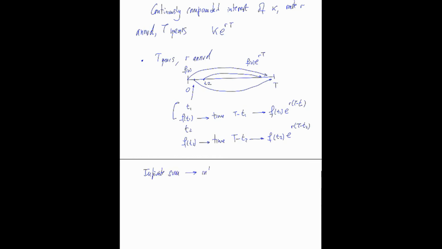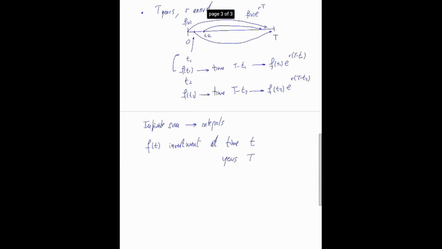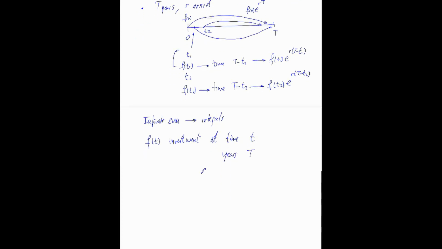Now you have to do this continuously, and when you have infinite sums in mathematics, that should remind you of integrals. So suppose f of t is the investment at time t, done continuously, for an amount of years, capital T, where you have an annual rate, let me write, annual rate of r.